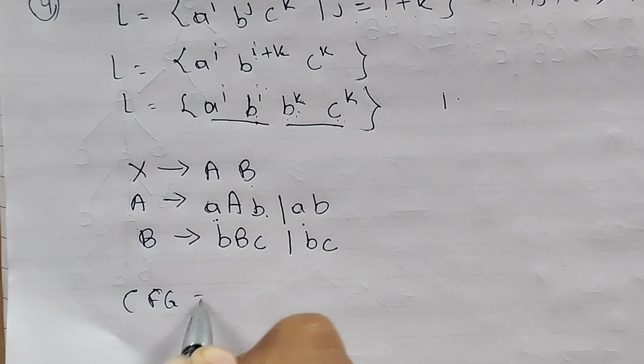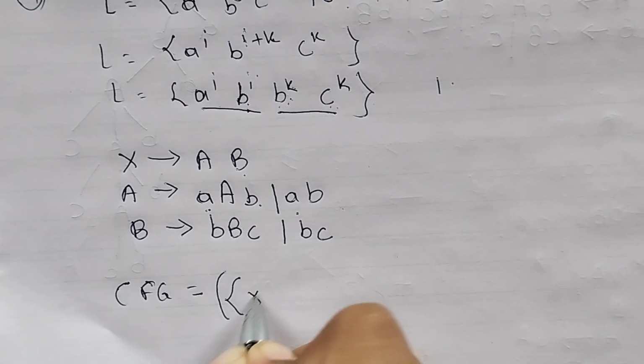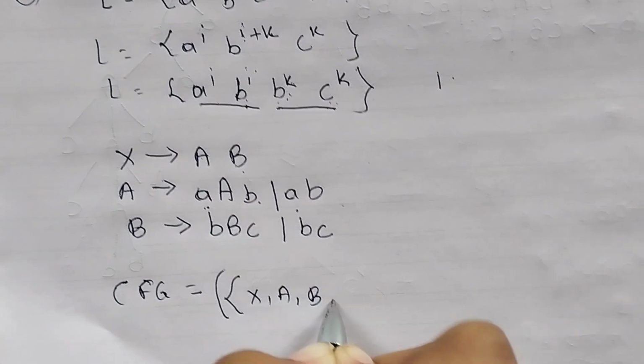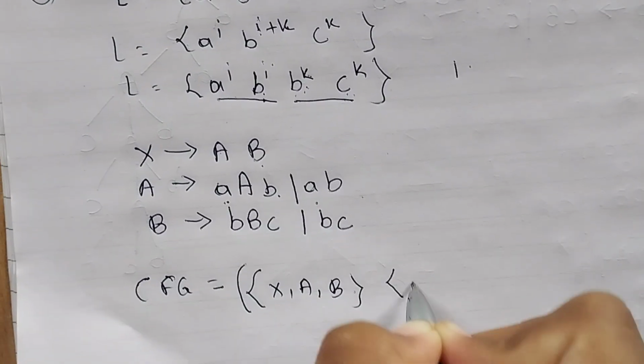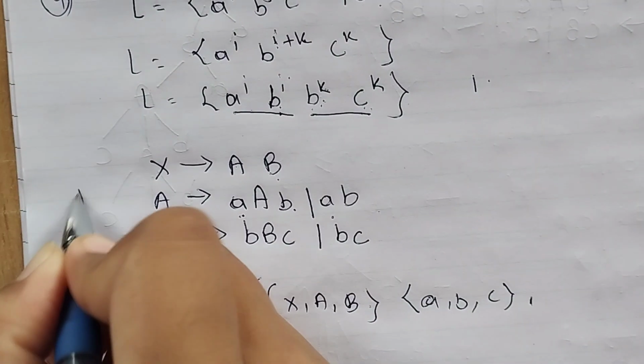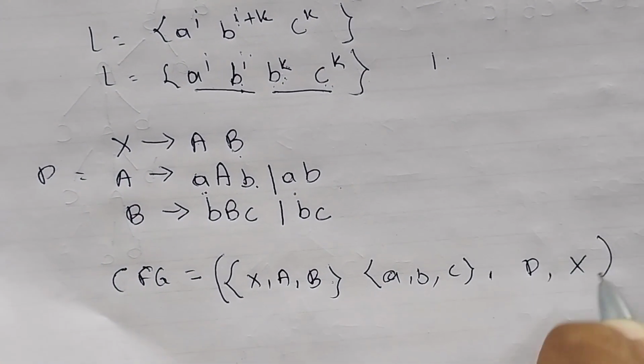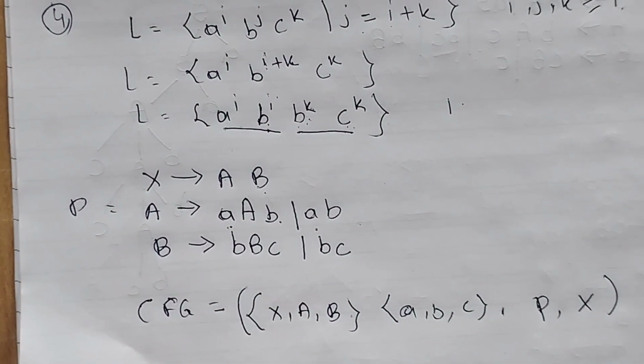So CFG G is nothing but, first, my capital letters, all variables X, A, B. Then inputs are my a, b, c. My production is P and starting is X. So this is my CFG.